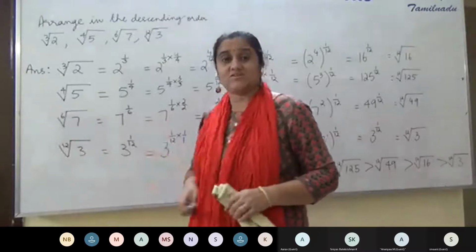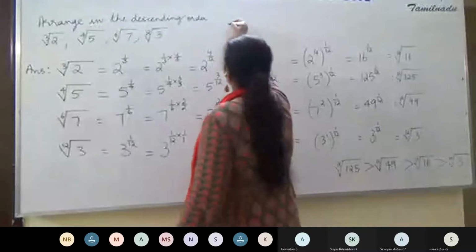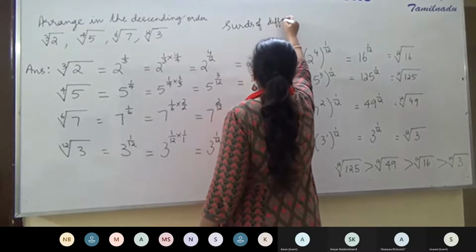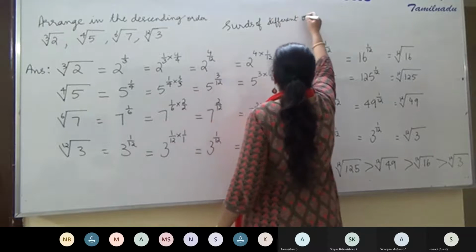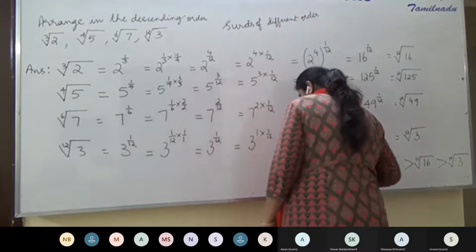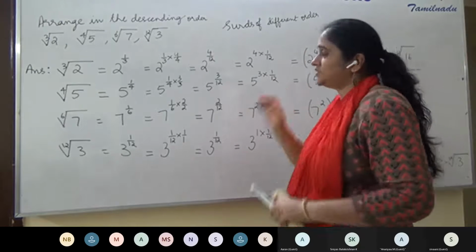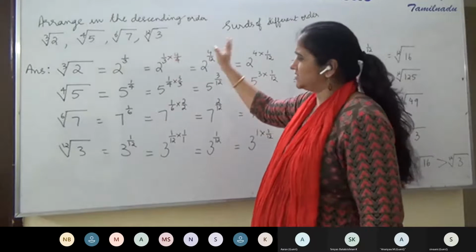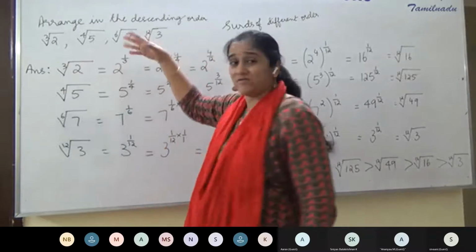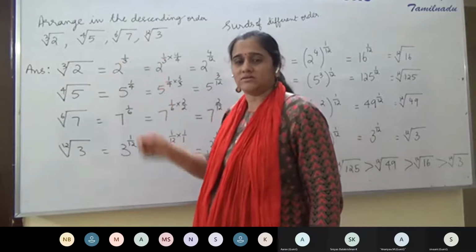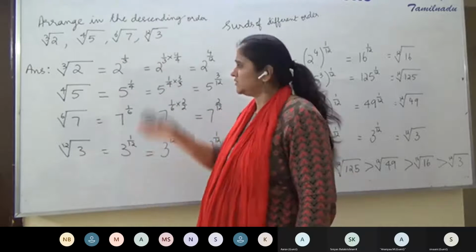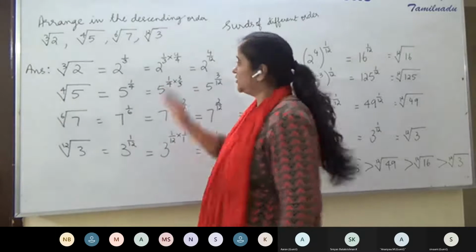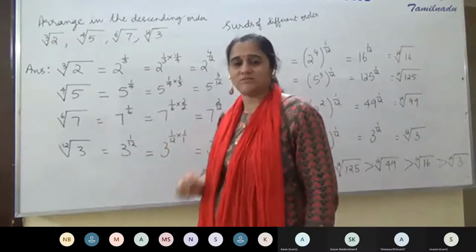So these are called surds of different order. Cube root of 2, they're all surds. All these are surds, but they have different orders, like different denominators. So you need to bring them to the same order using the concept of LCM.